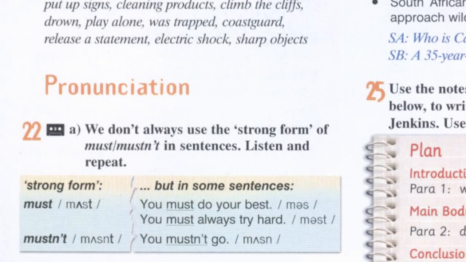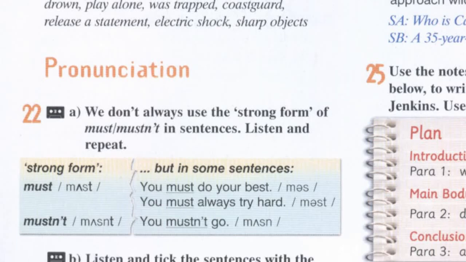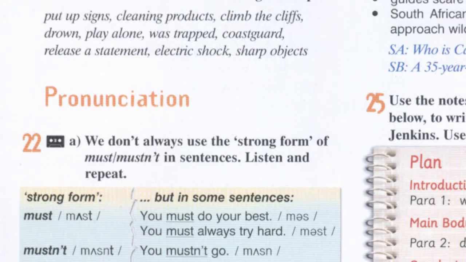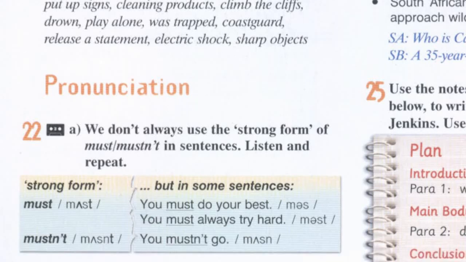And the next part is pronunciation. Look at the situation here. We don't always use the strong form for must and mustn't in sentences. Listen and repeat. Okay, listen to the strong forms and listen to the soft forms.